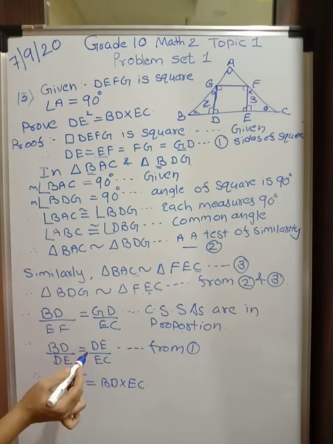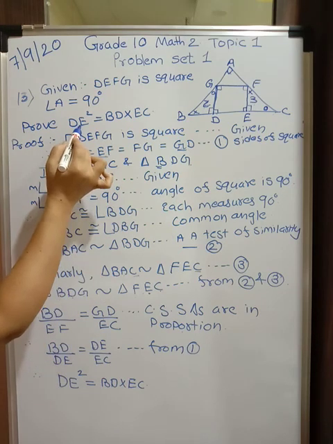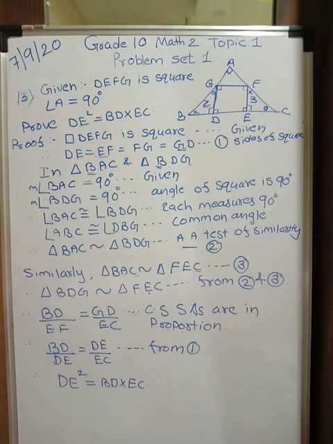Why have I written this? Because I want to achieve this. You please see what we have to prove and accordingly we have to write the steps. So after cross multiplication, I get DE into DE, which is DE square, which will be equal to BD into EC. Okay, so this is also very easy. I hope you have understood. Thank you.